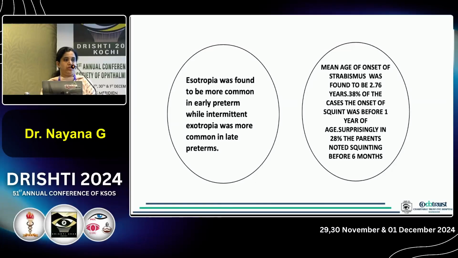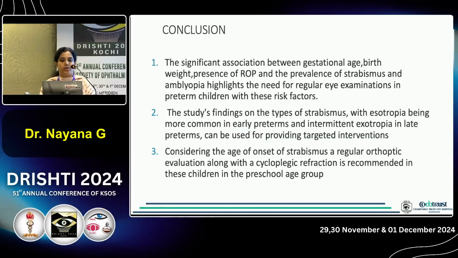About 28% of the cases, the parents noted squinting before 6 months of age. So, to conclude, a significant association between gestational age, birth weight, presence of ROP, and the prevalence of strabismus and amblyopia highlights the need for regular eye examination in preterm children with these risk factors. The study's finding on the types of strabismus, with esotropia more common in early preterm and intermittent exotropia in the late preterm, can be used for targeted interventions.